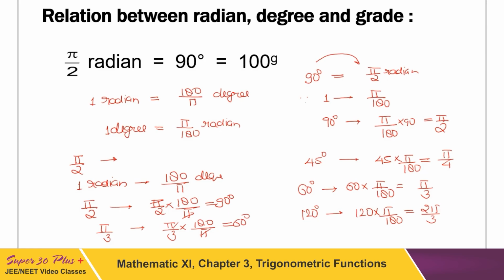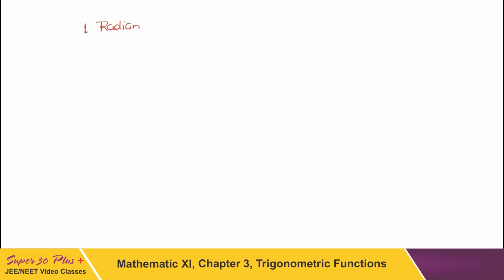If somebody asks you how many degrees are in 1 radian, this is the most important question. The relation between 1 radian and degree is here. Now we have to find how many degrees are in 1 radian, which means we have to substitute the value of pi and simplify. Now 1 radian is equal to 180 upon pi. It is equal to 180 upon 22 by 7. Now simplify it. It is 180 into 7 upon 22, which is 630 upon 11 degree.